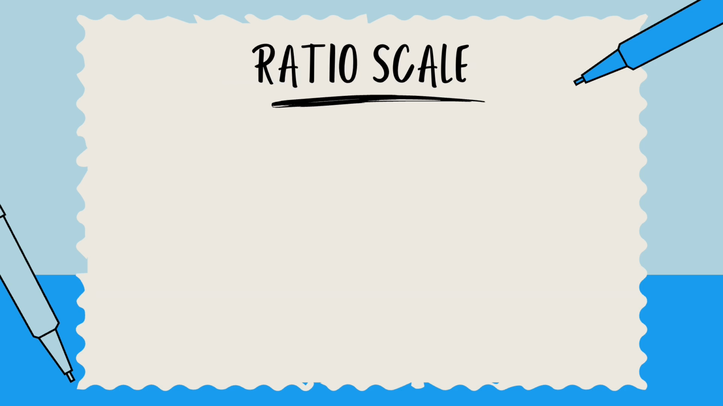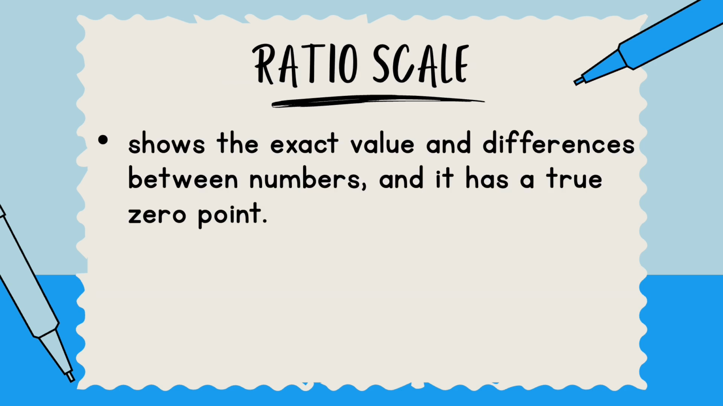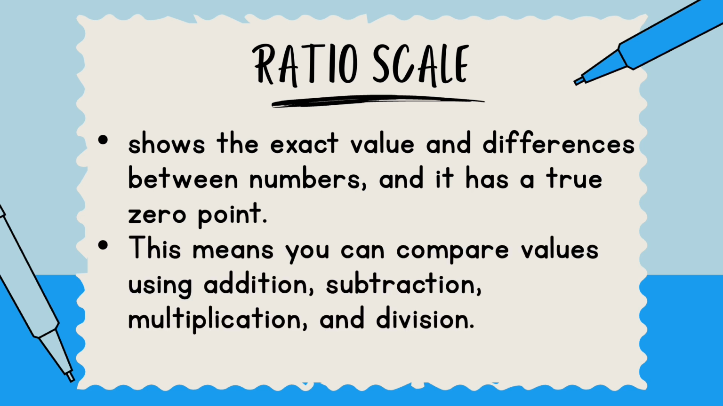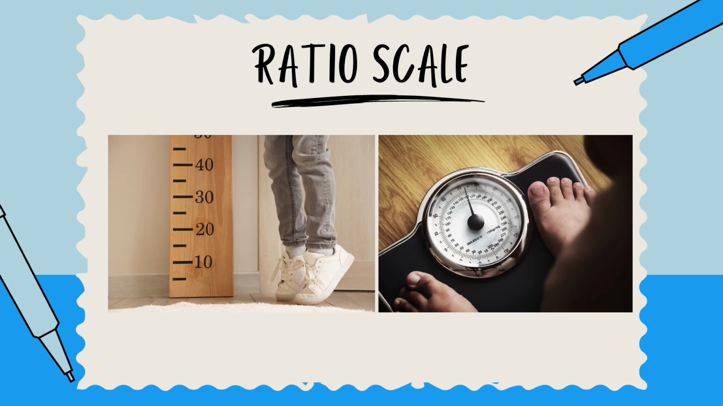And the last scale is the ratio scale. It shows the exact value and differences between numbers, and it has a true 0 point. This means you can compare values using addition, subtraction, multiplication, and division. For example, the height and the weight of any individual.